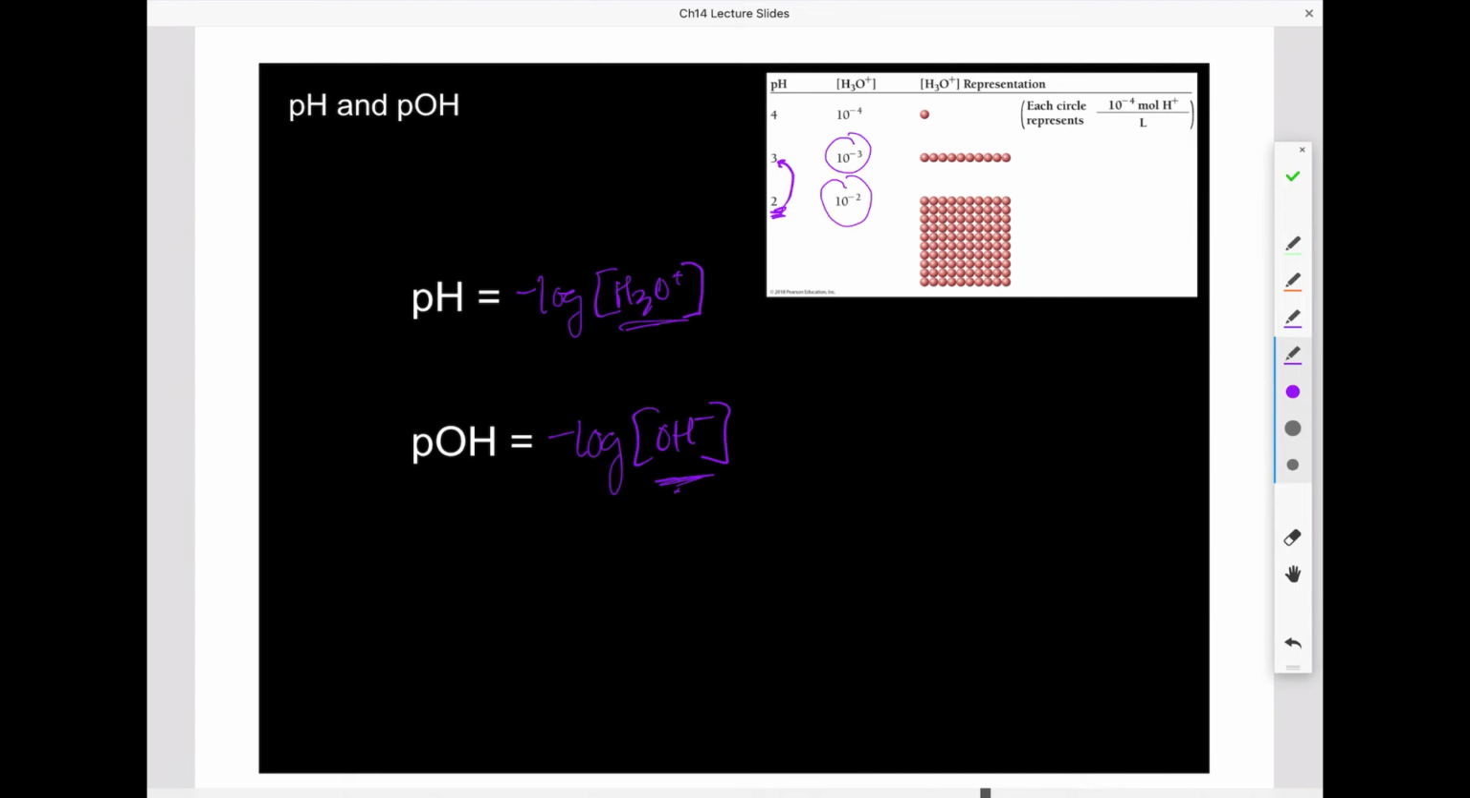A couple of other notes. Don't forget that Kw is equal to hydronium ion times hydroxide ion. That's an important equation to know. And a derivation of this is that pH plus pOH is going to equal 14. And that goes back to if I do a little bit of substitution, this is what I come up with. But either way, these two equations are going to help us to relate all these things together.